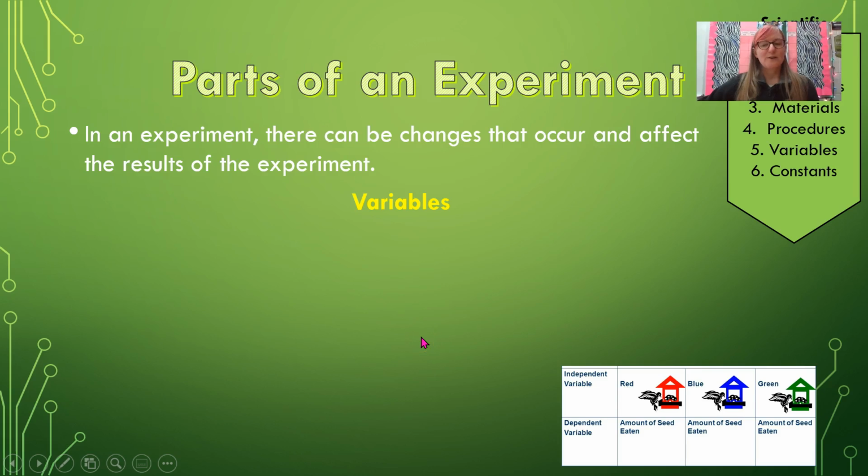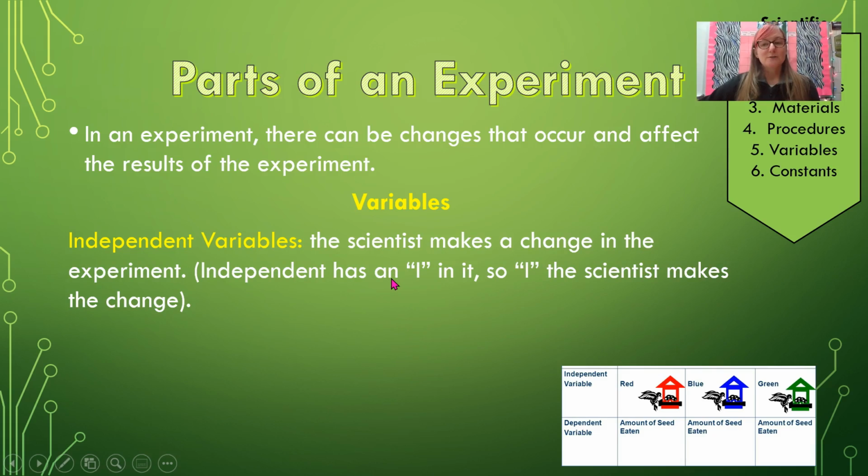After the procedures, we are going to talk about the variables. In an experiment, there are changes that occur, and these changes will affect the results of the experiment. These changes are known as variables. There are two different types of variables that we're going to be learning about. The first is the independent variable, and these are the changes that the scientists will make during the experiment. So the way that we can try to remember this is that the independent variable begins with I, and it is what I, the scientist, am going to change during the experiment.